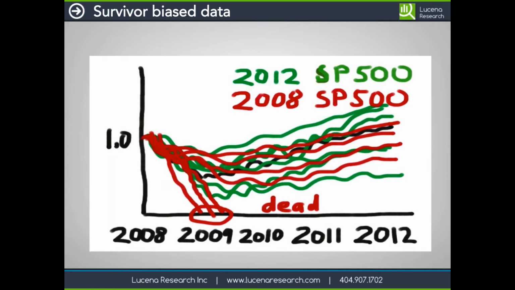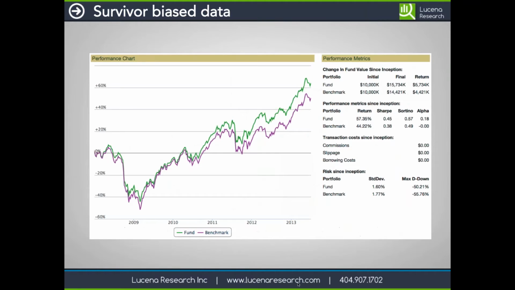And if you don't account for those in your backtesting, you're going to be biased to the upside. So you need to have access to data that includes all stocks that were available in that time you were backtesting, even the ones that didn't do so well. And let me show you the consequences.